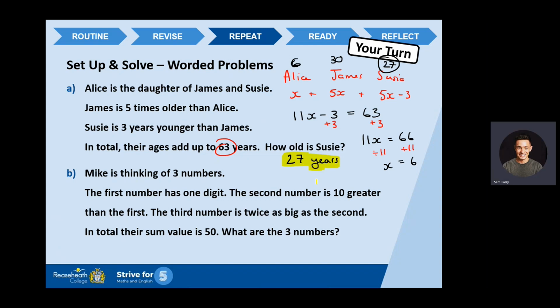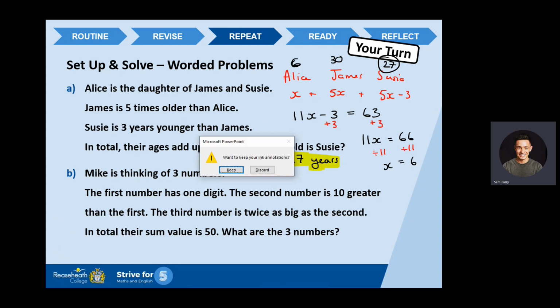Okay, right, last question of the video. Let's have a look. Let's try and take my time. I'm not going to rush it. Try and make sense of it. Mike is thinking of 3 numbers. The first number has 1 digit. The second number is 10 greater than the first. The third number is twice as big as the second. In total, their sum value is 50. What are the 3 numbers?